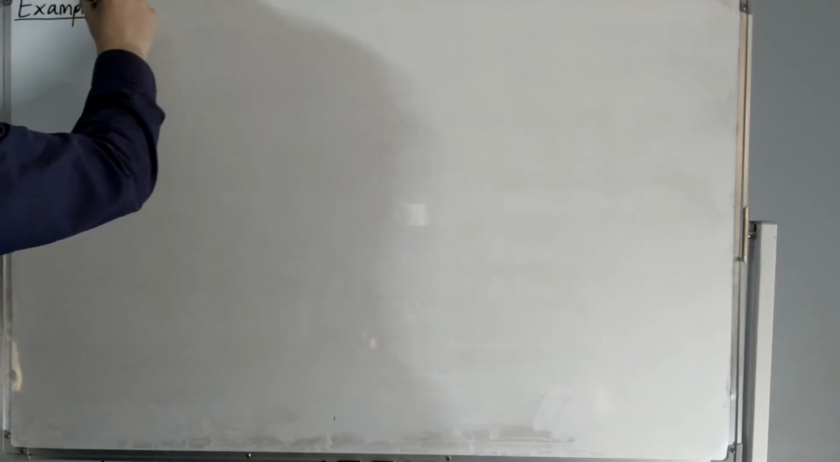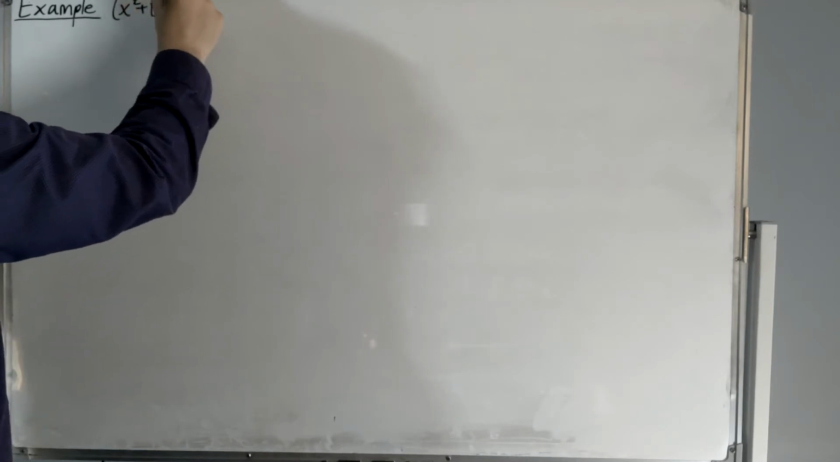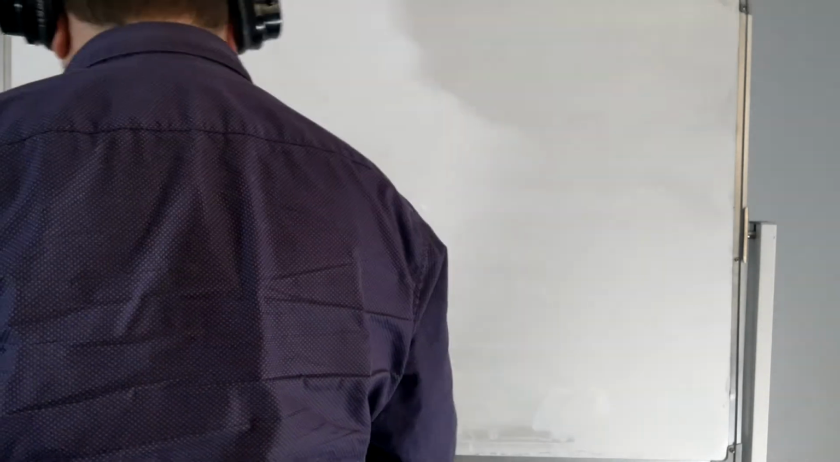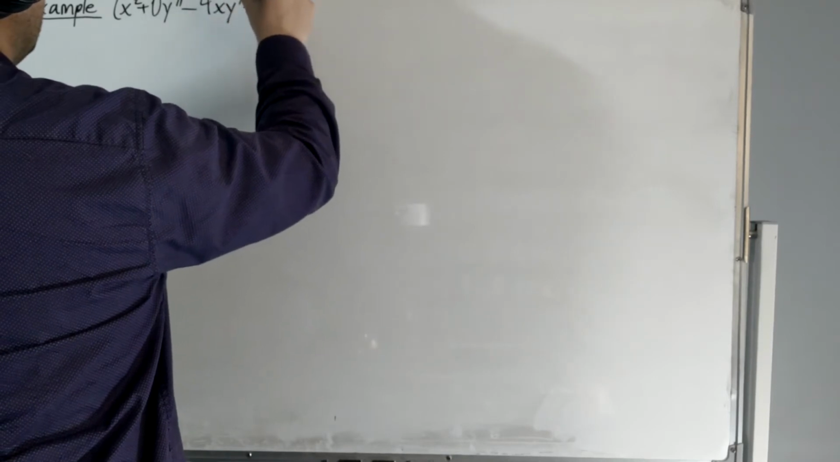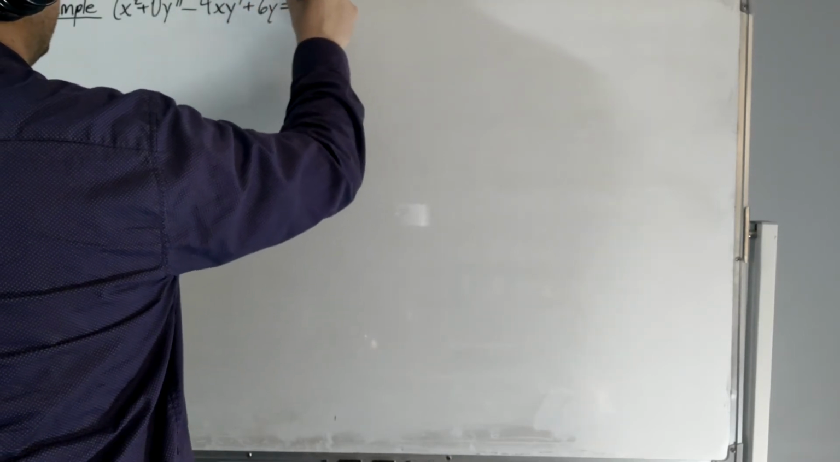Okay, let's suppose we're trying to find the general solution of the following ODE. (x squared plus 1) y double prime minus 4x y prime plus 6y equals 0.